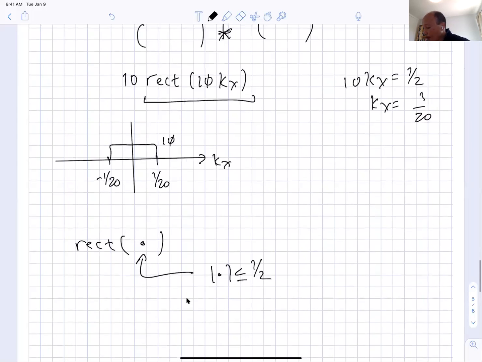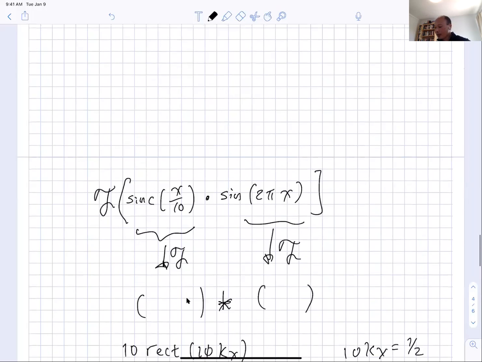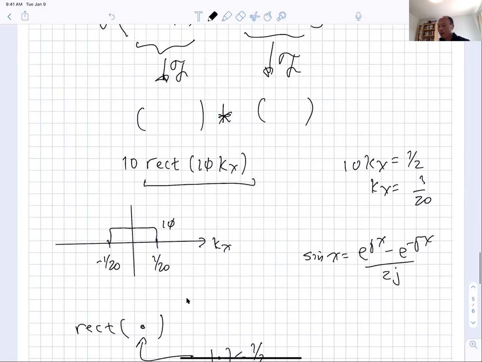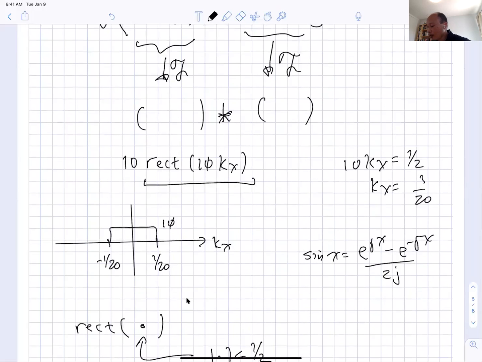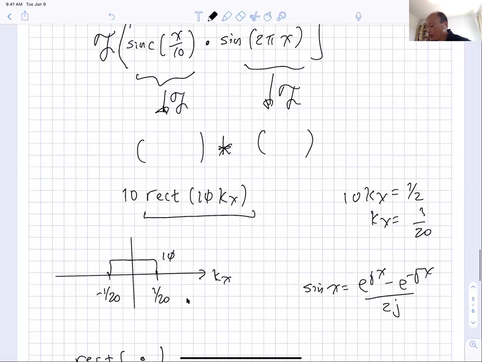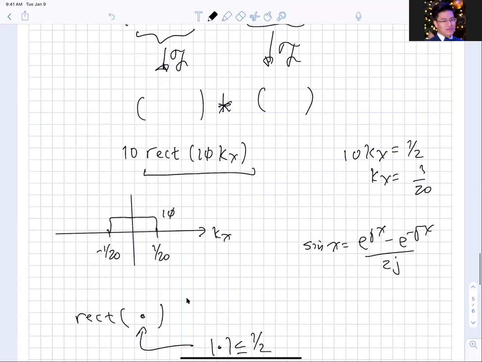But you remember that sine of anything is equal to e to the jx minus e to the minus jx, over 2j. So you want to make use of that. I'm not going to go through the exact equation, but this is going to have two delta functions.